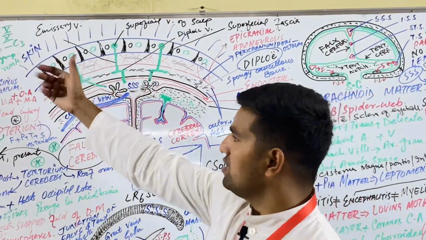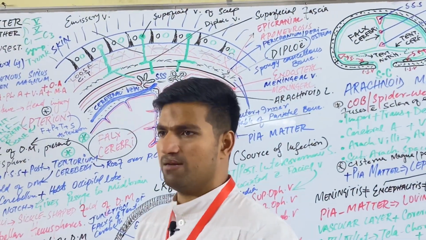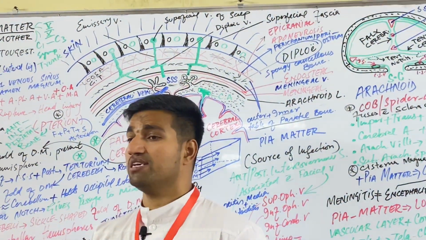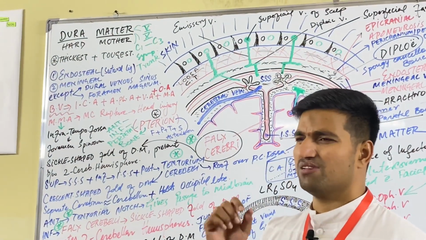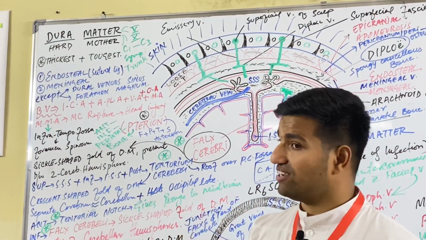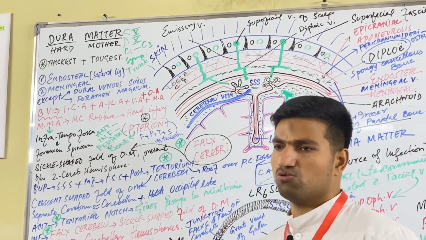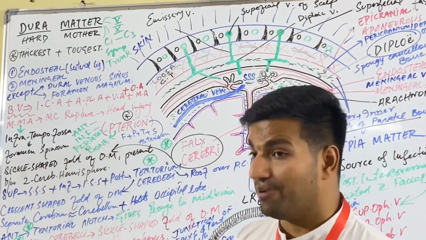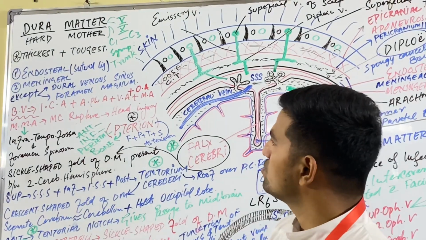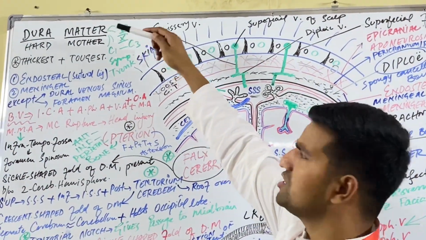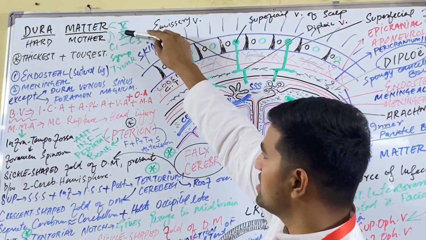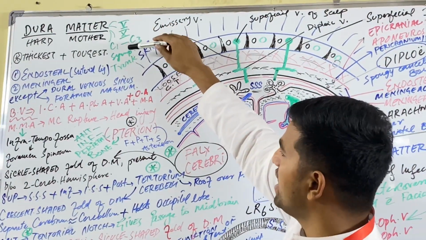Then we will go to the first layer of the meninges, called dura mater. Dura means hard, and mater means mother. It is a hard mother. It is the thickest and toughest layer as compared to the arachnoid mater and pia mater. Its sensory supply is associated with the trigeminal nerve, vagus nerve, C1 to C3, and the sympathetic trunk.